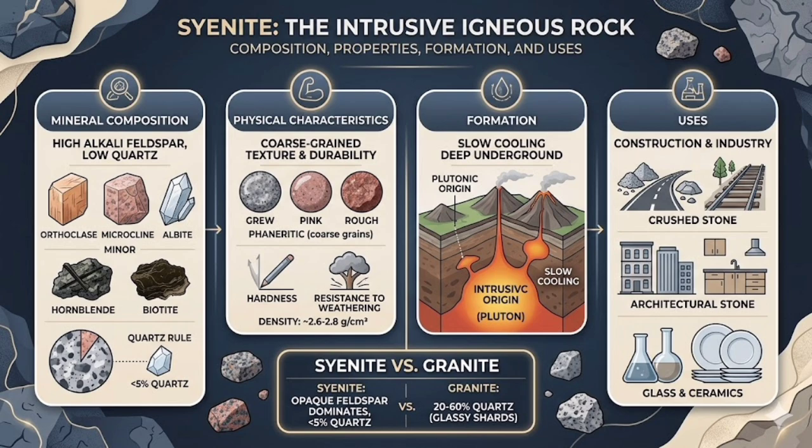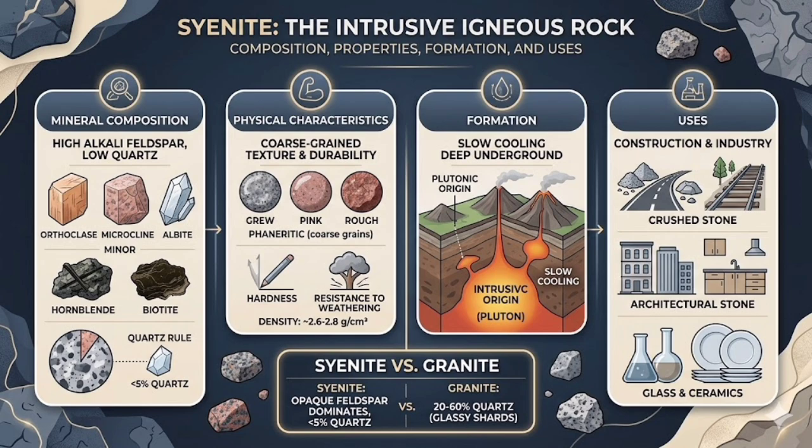Absolutely. So, let's start with the basics. Syenite is classified as an intrusive igneous rock. But what sets it apart from granite? Great question. The key difference lies in its mineral composition. While granite is packed with quartz, syenite has very little to none. In fact, to be considered syenite, quartz must make up less than 5% of the total volume.